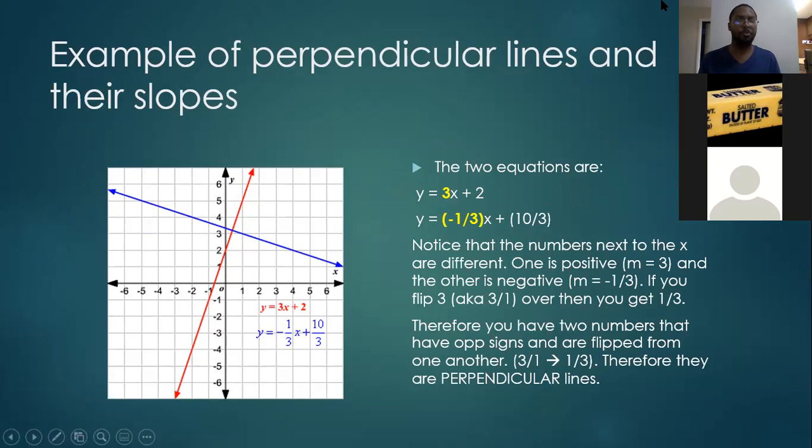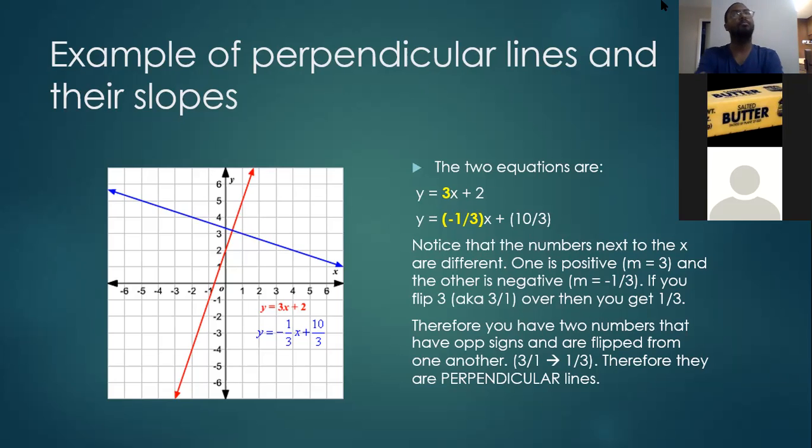Perpendicular lines and their slopes. So I have y equals 3x plus 2. What's the slope of that line? 3. And I have y equals negative 1/3 x plus 10 over 3. Okay, so 3 is 3 divided by 1.